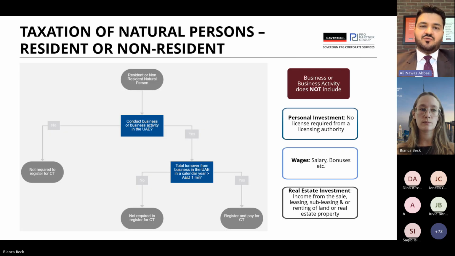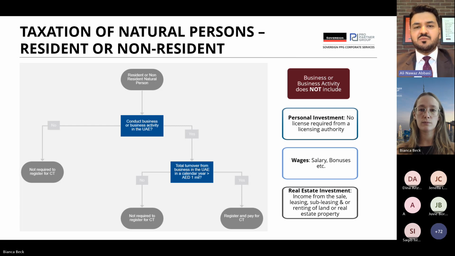How does corporate tax work for natural persons? If you are a natural person and you conduct a business activity in UAE and the turnover from this business activity is more than 1 million dirhams, then you need to register for corporate tax and file corporate tax returns.